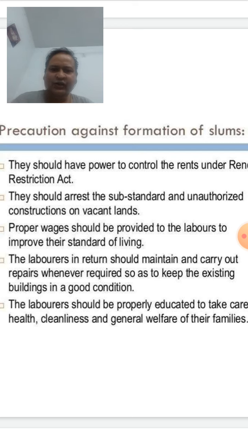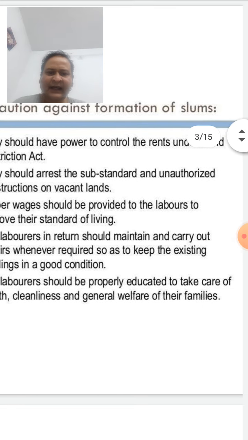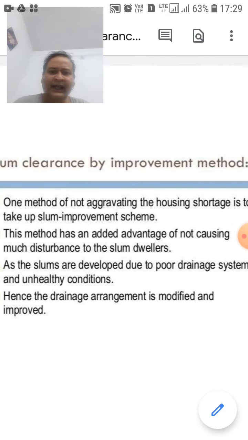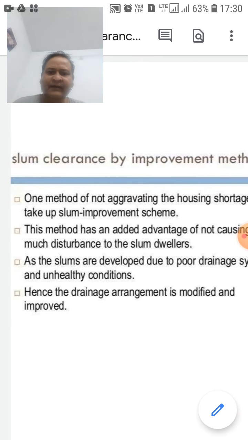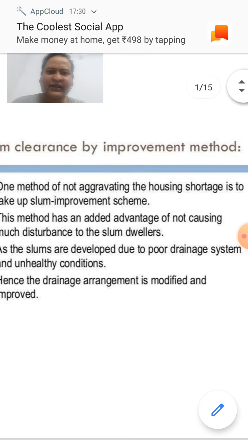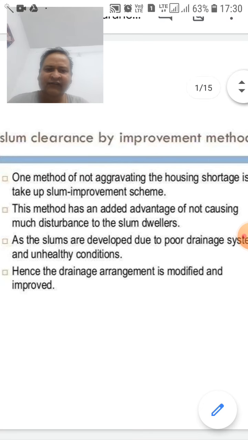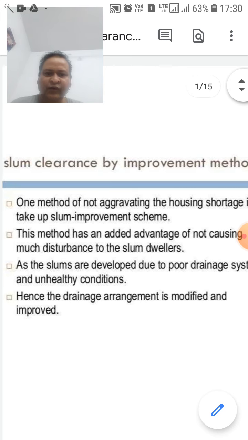The laborers in return should maintain and carry out repairs wherever required so as to keep the existing buildings in good condition. The laborers should be properly educated to take care of health, cleanliness and the general welfare of the family. One method of not aggravating the housing shortage is to take up a slum improvement scheme. This method has the added advantage of not causing much disturbance to the slum dwellers, as the slums are developed due to a poor drainage system and unhealthy conditions. Hence, the drainage arrangements are to be modified and improved.